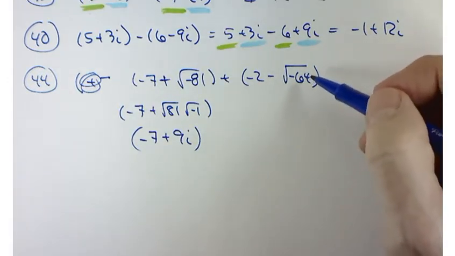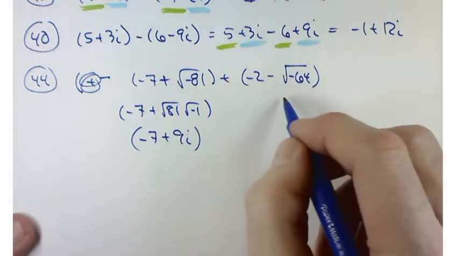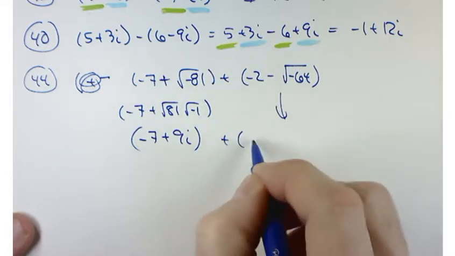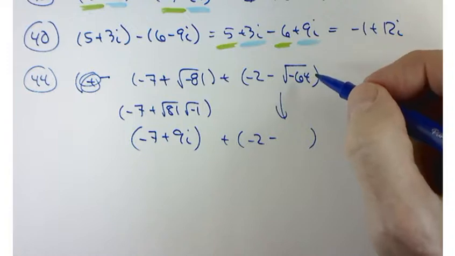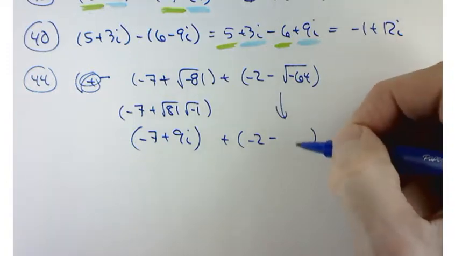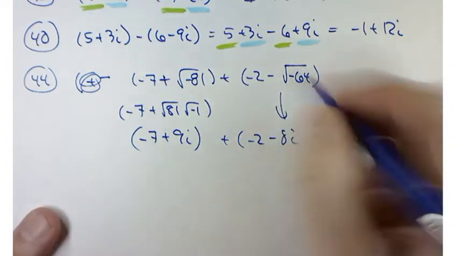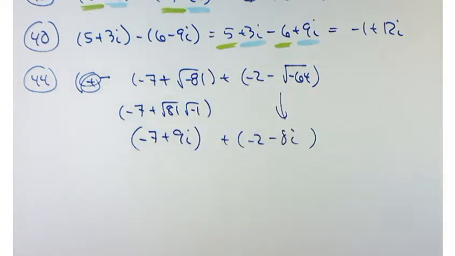Now, maybe you're good enough to kind of jump down to here. Negative 2 minus what? What's the square root of negative 64 going to simplify down to? 8i. I don't need to see that step. If you want to rewrite it as the square root of 64 times the square root of negative 1 and then simplify it, that's fine.